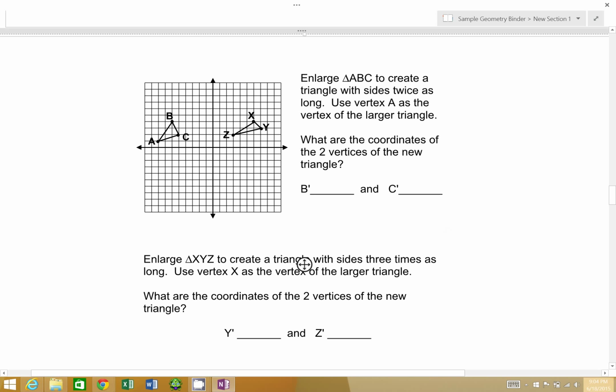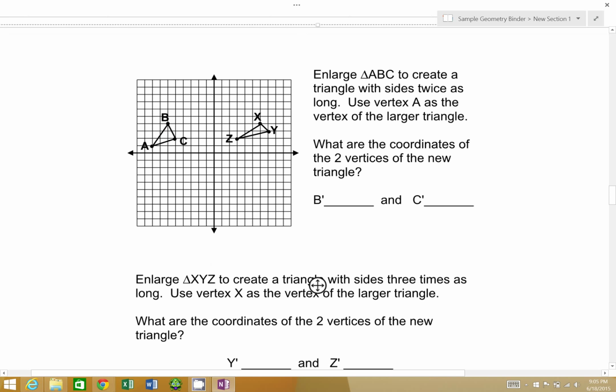So in large triangle ABC, to create a triangle with sides that are twice as long, use vertex A as the vertex of the larger triangle. What are the new coordinates of the new triangle? Now, what they're basically wanting you to do to go twice as long is figure out what the slope is, and then double the slope for each of these. That's basically what they're doing. What's cool is this is an algebraic geometry type project. Promise you, you get to my class next year teaching geometry, bada bing, bada boom. You're going to have something like this. It's going to be beautiful. Okay? So on this first one, let's zoom in here.